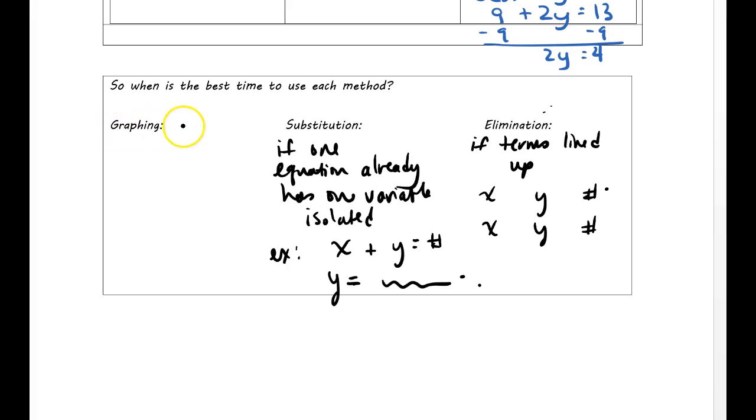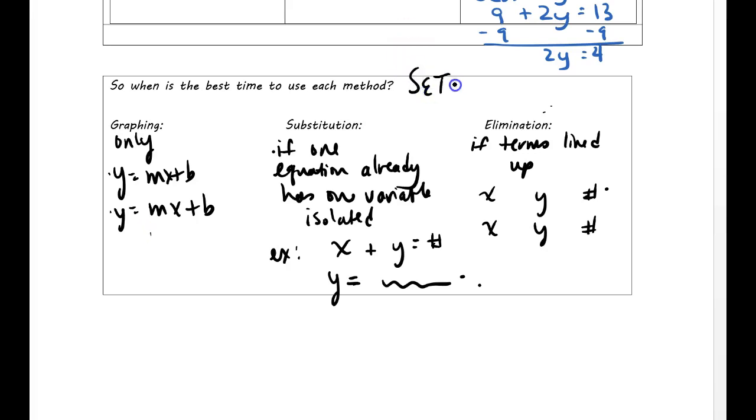Now, when do I use graphing? I'm not going to lie. I only use graphing if it's already y equals mx plus b and y equals mx plus b, and if they're easy to graph. So I don't use it a whole lot. You're going to have to know how to use it, but I don't use it every time. But if it's already set up like that from the beginning, go for it. So it has everything to do with how it's set up. So if you look at the setup, you'll know which method to use.